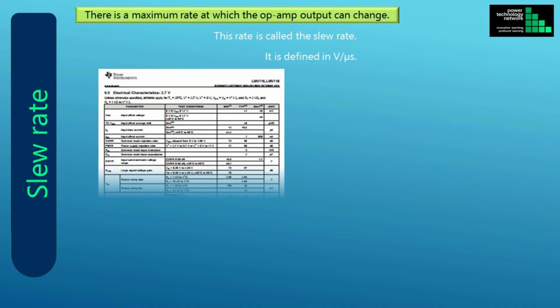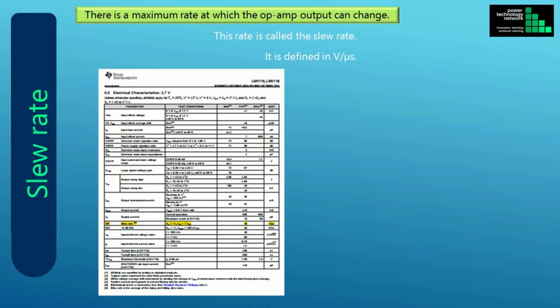This is the technical data sheet of a Texas Instruments op-amp. This data sheet is for the LMV116 and the LMV118 op-amps from Texas Instruments. For these op-amps, the output voltage slew rate is 40 volts per microsecond.